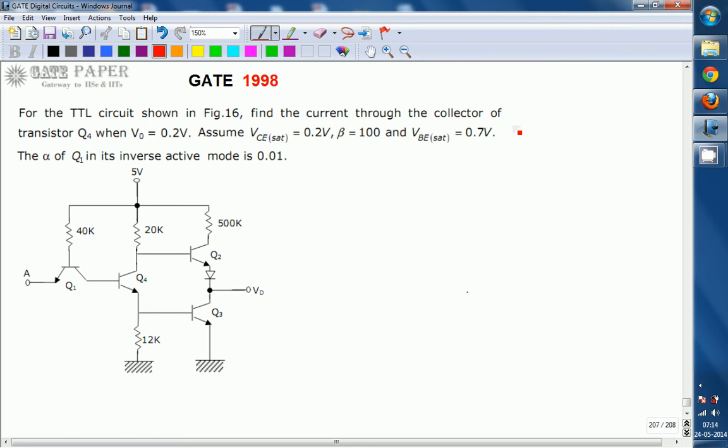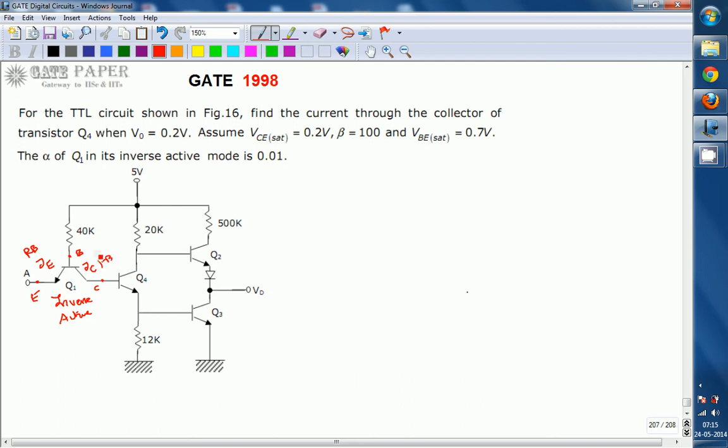What it has given is that Q1 is in the inverse active mode. If this is the base, this is the collector of Q1, and this is the emitter of Q1. Every transistor has two junctions: one is JE, the emitter-base junction, and the other is the collector-base junction JC. So inverse active mode implies that JE is reverse biased and JC is forward biased.